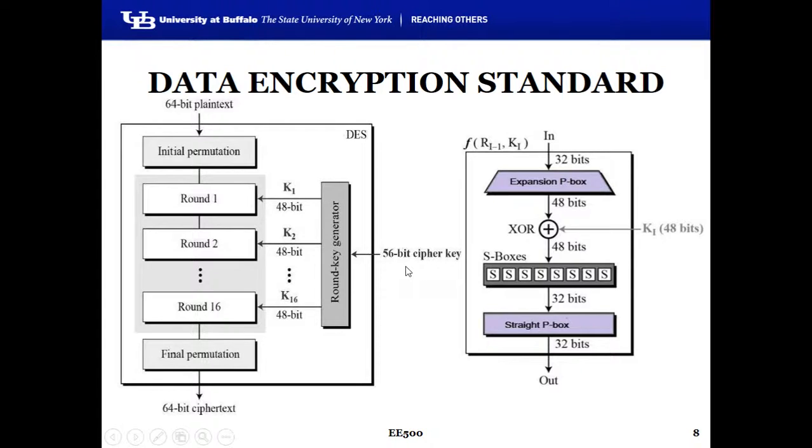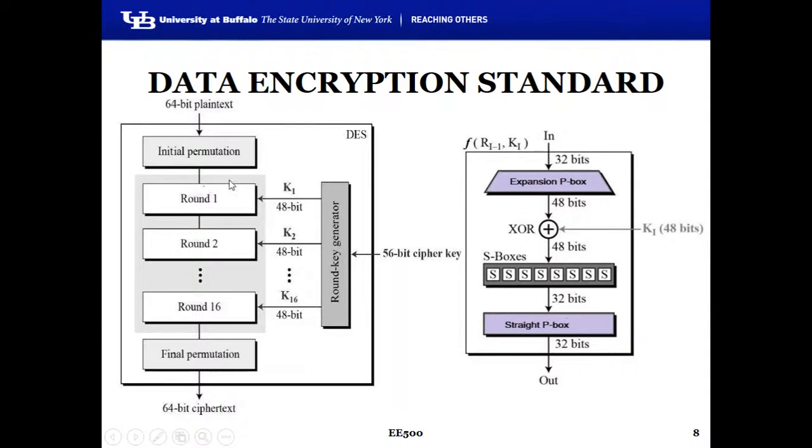you get a cipher key of 56 bits, and it's converted into 48-bit keys each. So we're not going to look into how the key is generated because that is another lengthier method. We're just going to see how the basic data encryption is done.